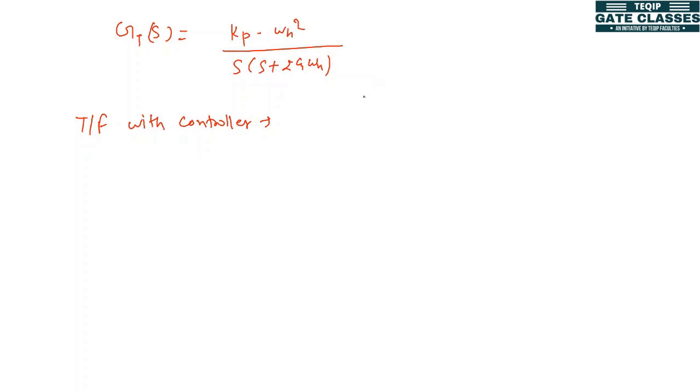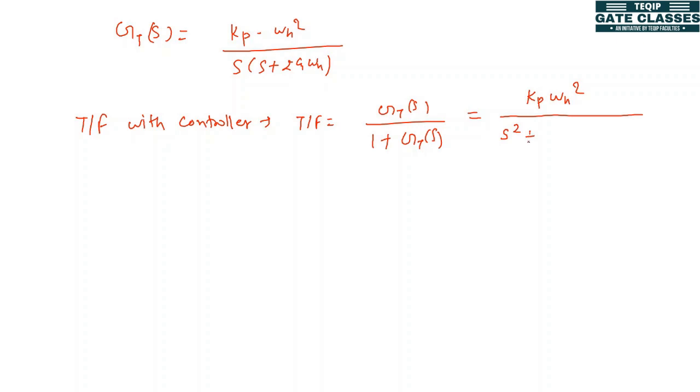That will be G(s), because we are using unity feedback, so the transfer function becomes G(s) divided by 1 plus G(s). If we solve, we will get Kp omega n square divided by s square plus 2 zeta omega n s plus Kp omega n square. This is the transfer function we get with the controller.